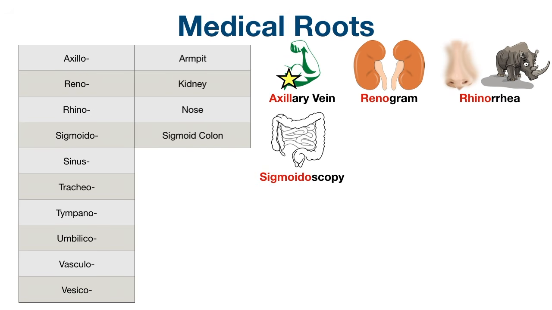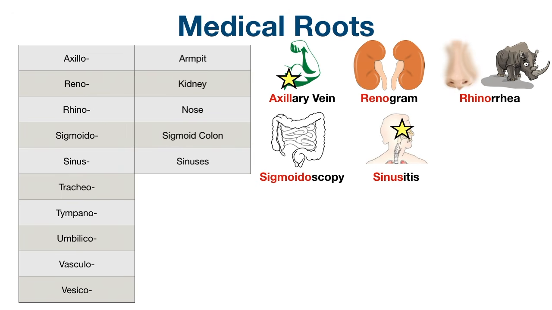Moving on to sigmoido, this pertains to the sigmoid colon. The sigmoid colon is the S-shaped last part of the large intestine, making it easy to remember because sigmoido and sigmoid both start with the letter S. An example is sigmoidoscopy, which is a procedure that uses a scope to visualize the inside of the sigmoid colon.